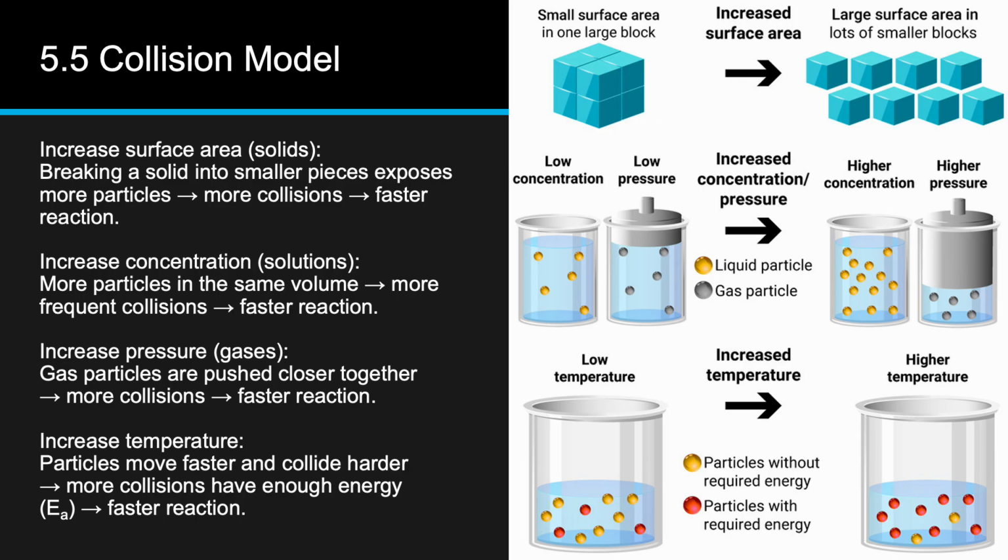And then we have temperature. Increasing temperature is going to increase our average kinetic energy. So particles are going to move faster and collide with more energy. So a larger number of collisions are going to overcome that activation energy and produce products.